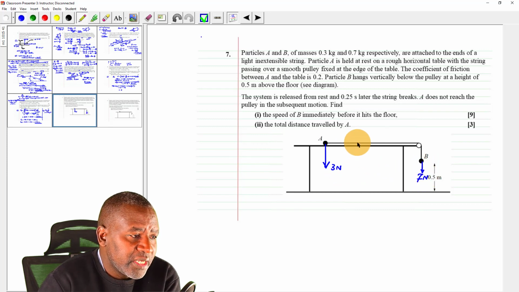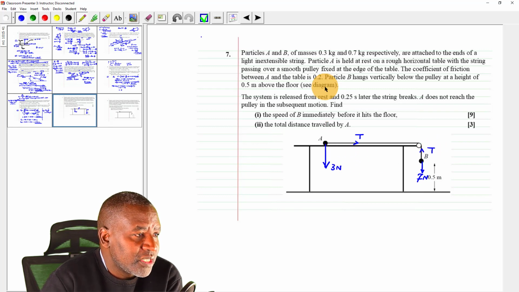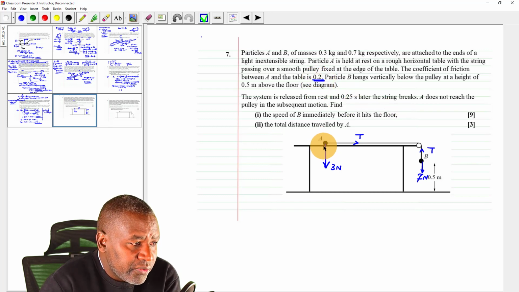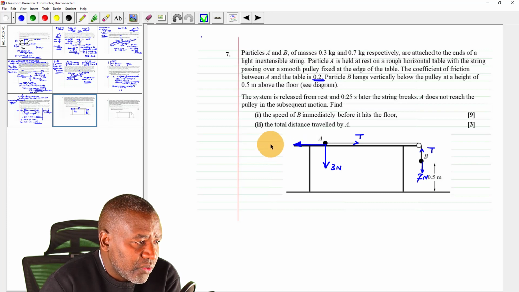There is a string here, so I can again indicate the tension. Tension pulls this object this way. This tension pulls B upwards like that. The next is what? I know that mu is given. This is the value of mu. Because the surface is rough, there is a resistance force here. There is friction force. So I can indicate that friction force there, and I can say it is equal to mu R. Mu is 0.2.